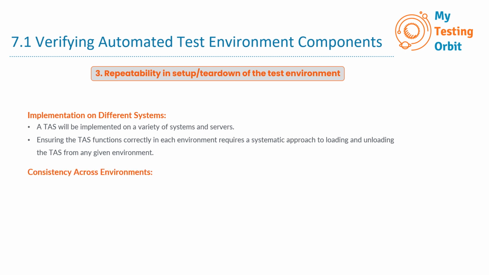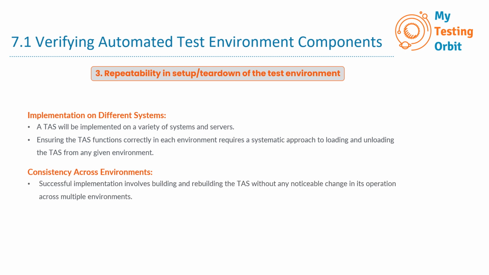Then we have consistency across environments. Successful implementation involves building and rebuilding the TAS without any noticeable change in its operation across multiple environments. Okay, so think of blocks. When you build a toy house using blocks, the goal is to rebuild that house over and over, making sure it looks and works the same way each time, and regardless of where you are building it, right?